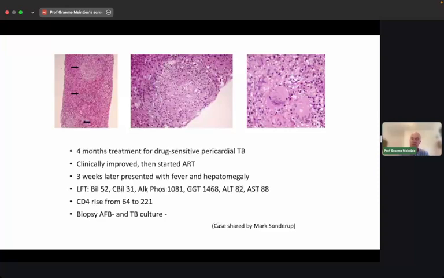But just to be aware that one of the manifestations of TB IRIS is tender hepatomegaly and obstructive liver function derangement with sometimes mild jaundice as well. But important to consider, is it drug-induced liver injury or is it TB IRIS, and seek expert advice.